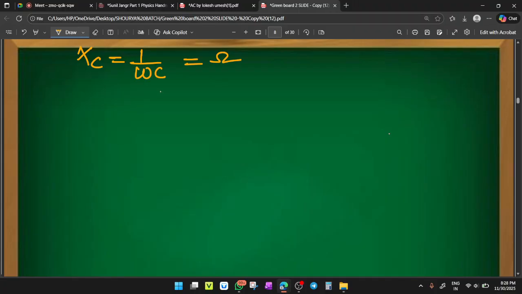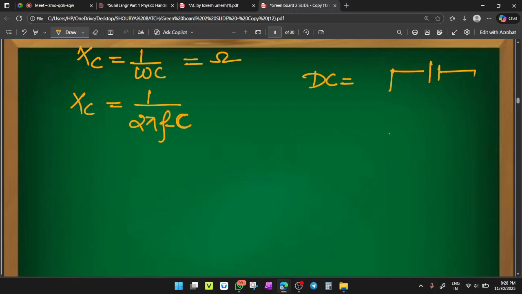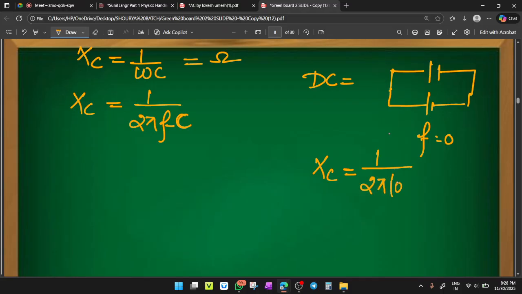This is called capacitive reactance. If you place omega equals 1 upon 2 pi f into C, check the response for a DC circuit. For a DC supply, the frequency f equals 0. So XC for a DC circuit equals 1 upon 2 pi into 0 into C. So this becomes 1 upon 0, which equals infinite. So the capacitor will offer infinite resistance.